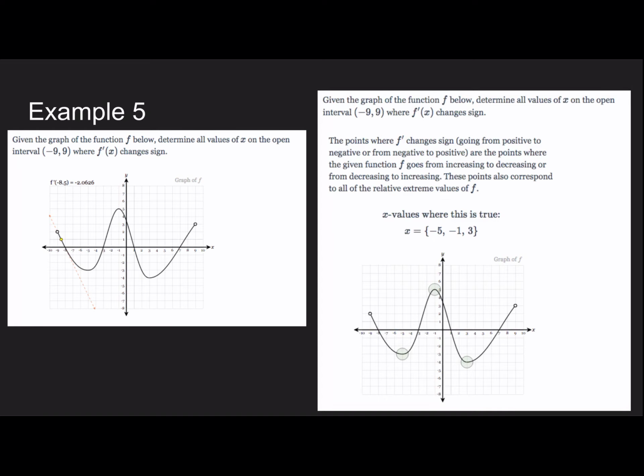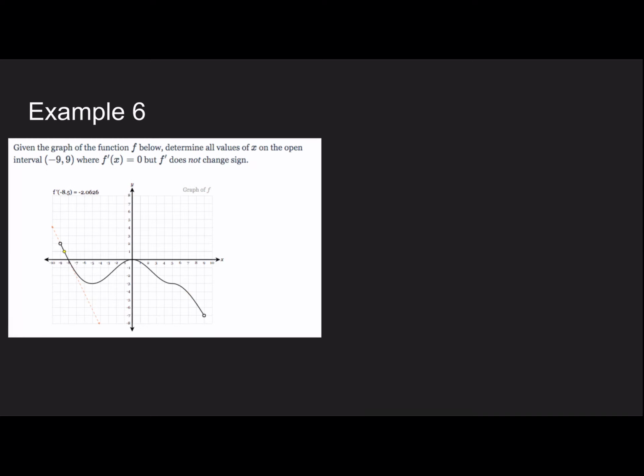graph, I notice 3 places where I have mountains and valleys. The mins and maxes we talked about in the earlier example, relative min and max, are the location where slope changes from positive to negative. Remember, in those moments, the slope is 0. So as I analyze this, I then need to write my answer in the correct form for Delta Math. So the x values where the slope changes from negative to positive or positive to negative are at -5, at -1, and 3.